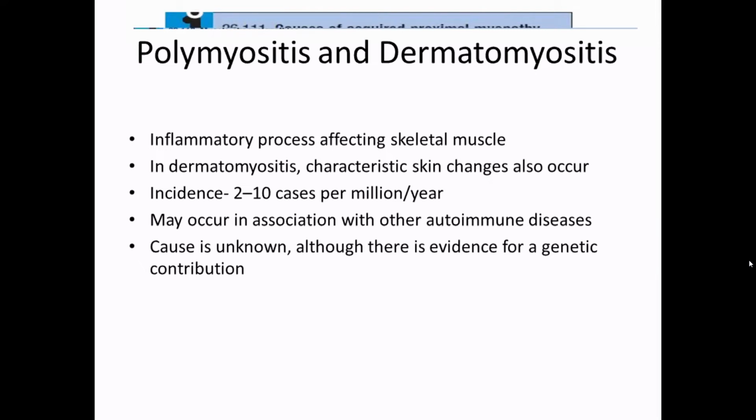The incidence is very low, 2 to 10 cases per million per year. In one year, only 2 to 10 per 1 million occur. But the result is very devastating because every patient with muscle weakness becomes bedridden, the patient cannot swallow, and the patient may have breathing difficulty due to respiratory muscle weakness. And it might occur in association with other autoimmune disease. The cause is unknown, although there is evidence of genetic contribution.